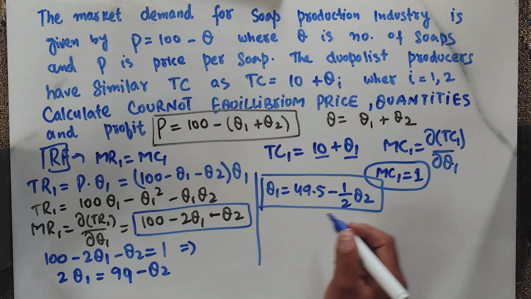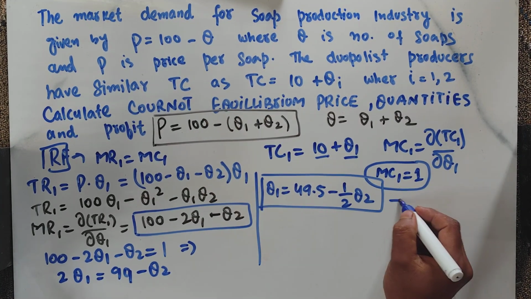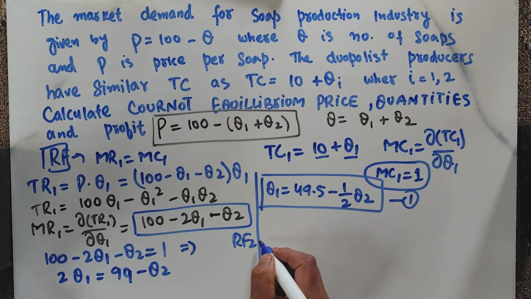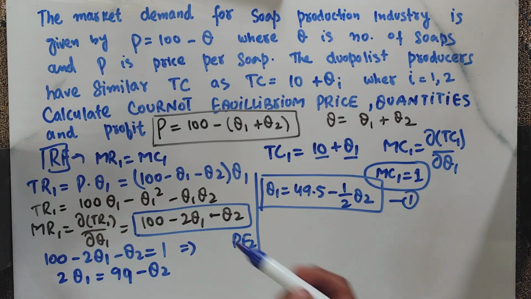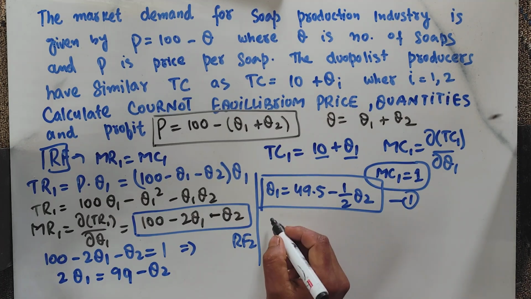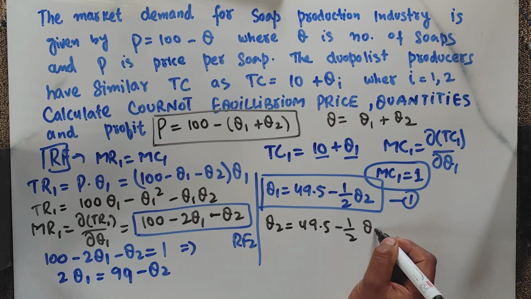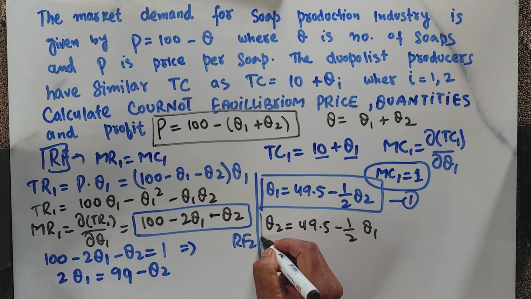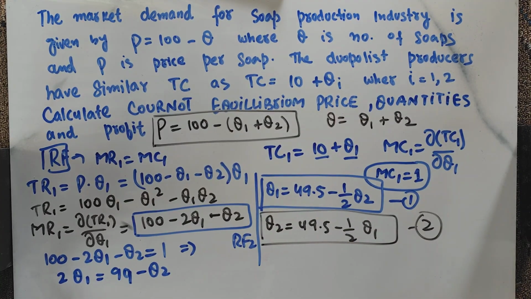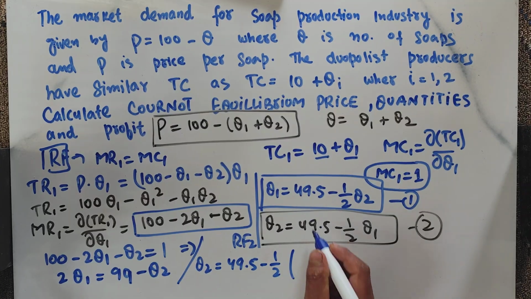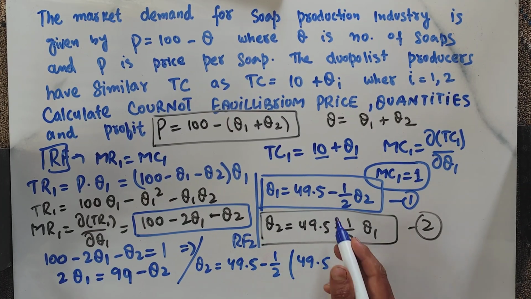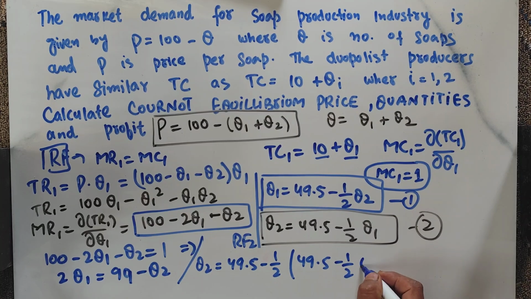Likewise, since we have symmetric cost, for firm 2 we use the condition that marginal revenue of firm 2 should be equal to marginal cost of firm 2. When we solve this by symmetry, Q2 is equal to 49.5 minus 1/2 Q1. This is the reaction function for firm 2. Now let us plug the value of Q1 into the reaction function of firm 2. Q2 is equal to 49.5 minus 1/2 times Q1, which is 49.5 minus 1/2 Q2.